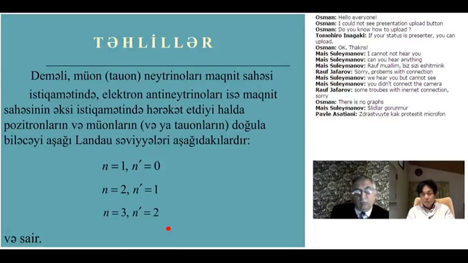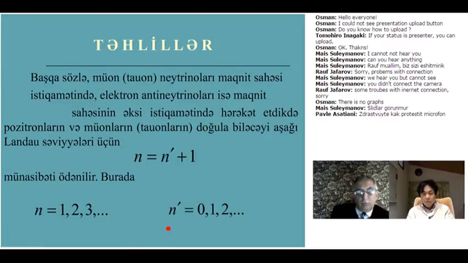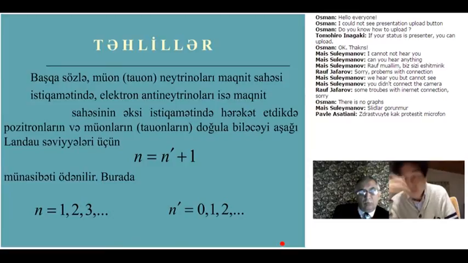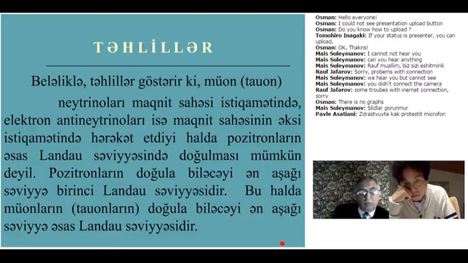Next slide, please. We see that positrons can only be produced on the first Landau level, second Landau level, third Landau level. But muons can be produced on the ground Landau level, first Landau level, second Landau level. From here we see that positrons cannot be produced on the zero, or ground, Landau level. Muons are produced on the ground Landau level, while positrons are produced on the first Landau level.